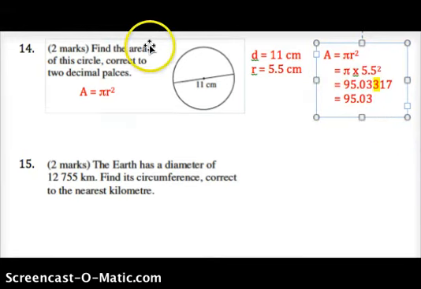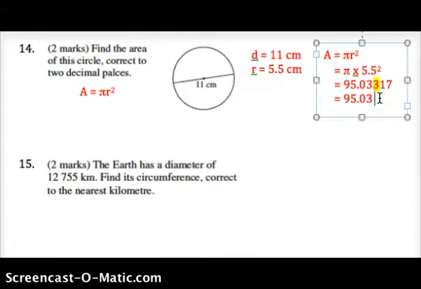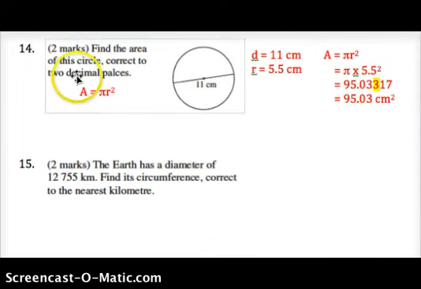Now, the units for our answer, because we want the area, remember area is always squared units, so my answer, the units will be centimetres, because centimetres is given in the question, but it will be centimetres squared, because it's area units. So that's our answer. 95.03 centimetres squared, and that answer has been given to 2 decimal places.